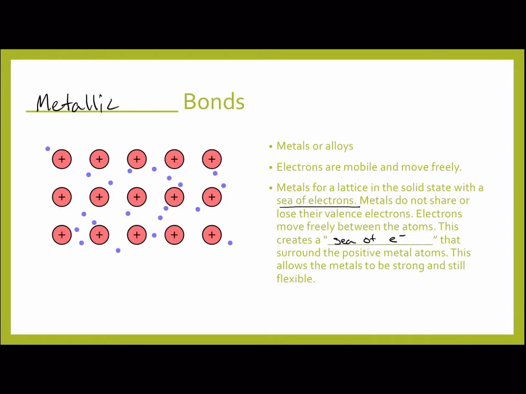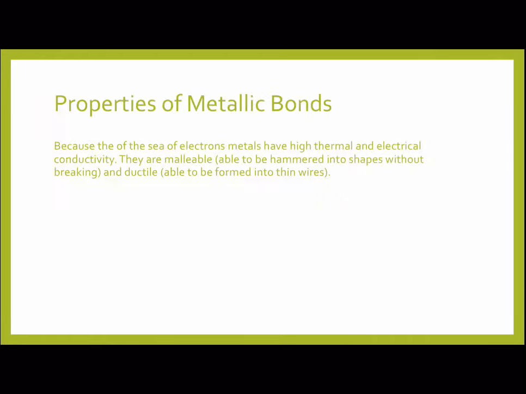This is why metals are strong but still can be flexible. It's also why they have such a high thermal and electrical conductivity. They're also malleable, which means that they're able to be hammered into shapes and not break, and ductile, which means that you can form them into wires.